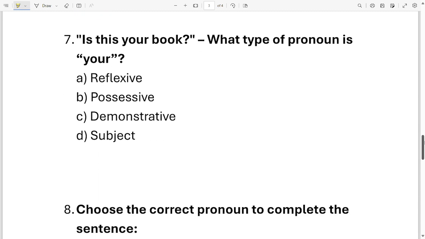Okay, next question, question number 7. Is this your book? What type of pronoun is your? Is it a reflexive pronoun? Is it a possessive pronoun? Is it a demonstrative pronoun? Or is it a subject? These are the 4 options. Now, can you identify which type of pronoun is your out of these 4 options? It is option B, possessive.